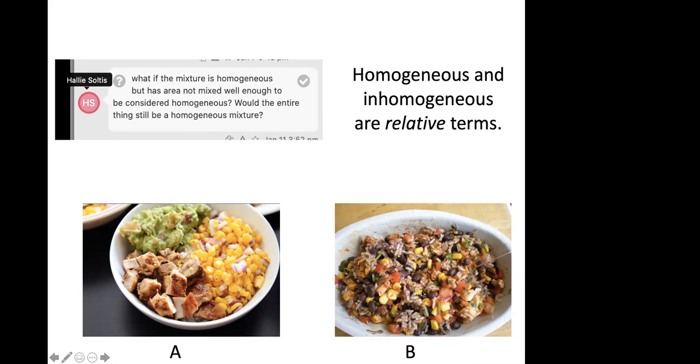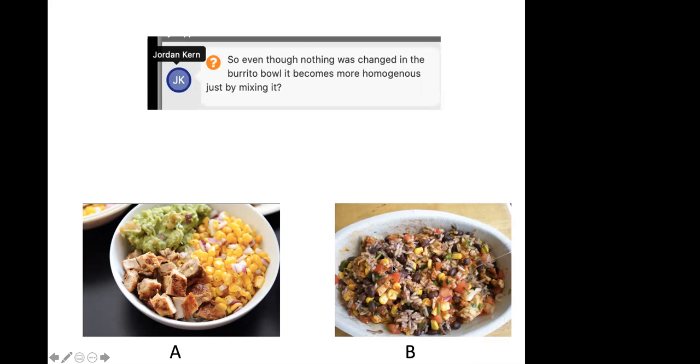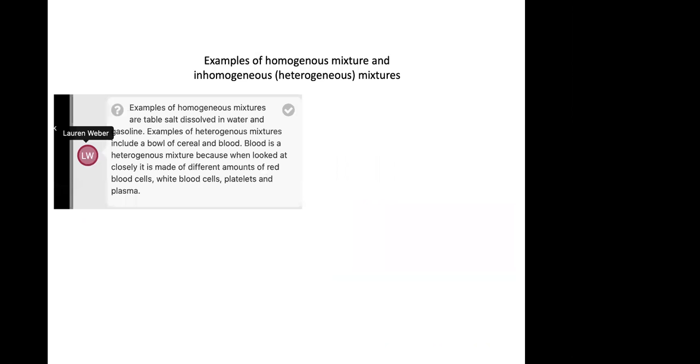Do I still see regions that are different? Regions that are the same? I do, but I think it has become more homogeneous when it got stirred up. I also like this comment from Jordan. Said, so even though nothing has changed in this burrito bowl, it became more homogeneous just by mixing it. I think this is a really insightful question. Notice I didn't change the number of substances that were there. I didn't change their type. I just changed how they were arranged. The same number of pieces of corn, the same amount of guacamole. So as far as looking at things that were homogeneous or heterogeneous, I wasn't changing what was there. I was just changing the arrangement.